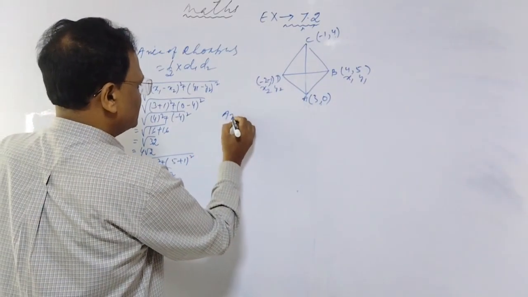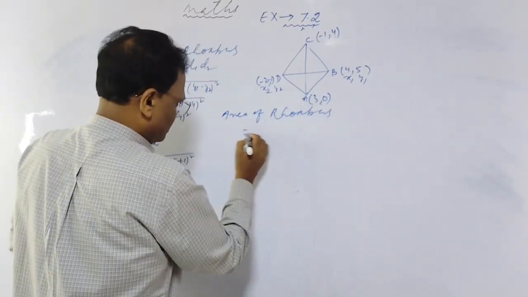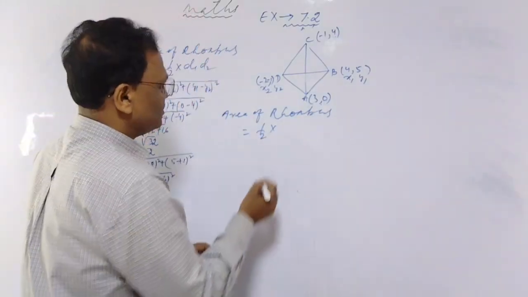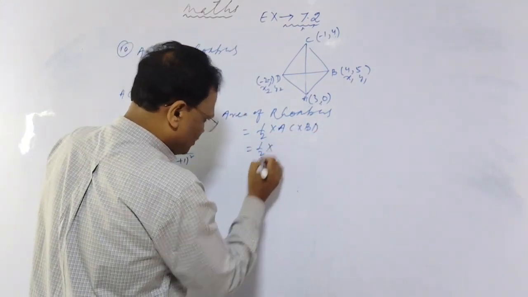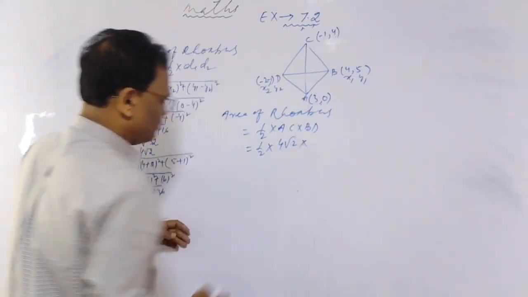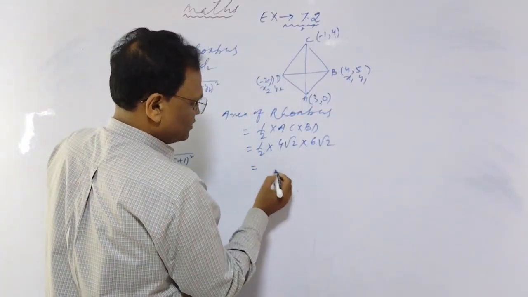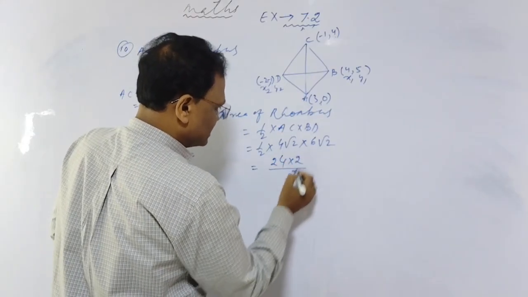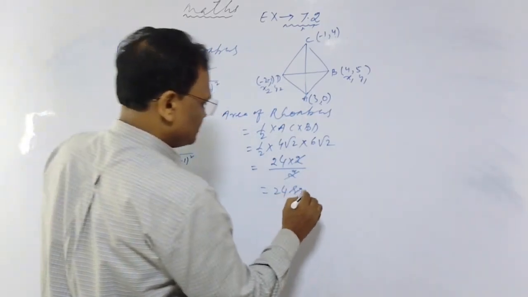Now we can find area of rhombus, which is equal to half into product of diagonals, that means D1 D2. But what is D1 D2? Product of means AC into BD. Half into 2 diagonals. What is the AC I got? 4 root 2. And what is BD I got? 6 root 2. So this becomes 4 6s are 24 into root 2 into root 2, which is only 2, divided by 2 gets cancelled, that is 24 square units.